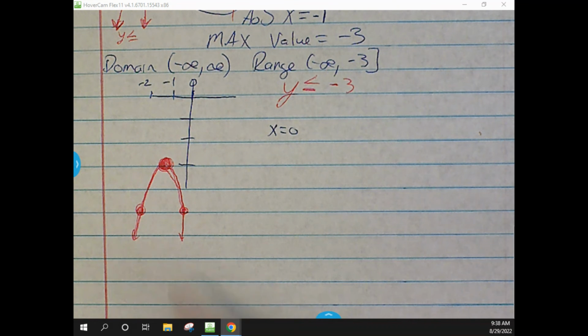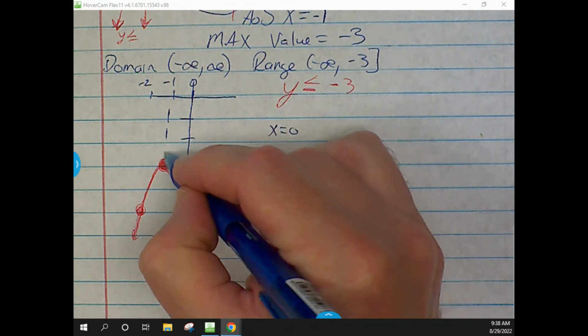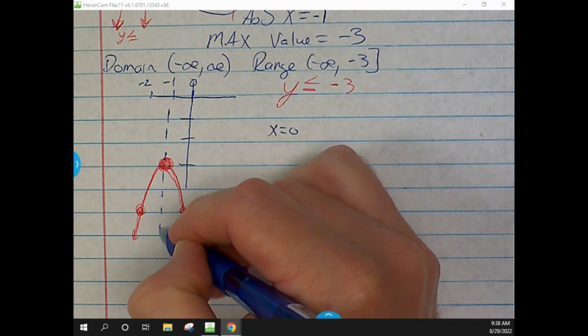All right. And again, they may ask you to draw an axis of symmetry. If you do, you just draw a straight line right through the middle of it.